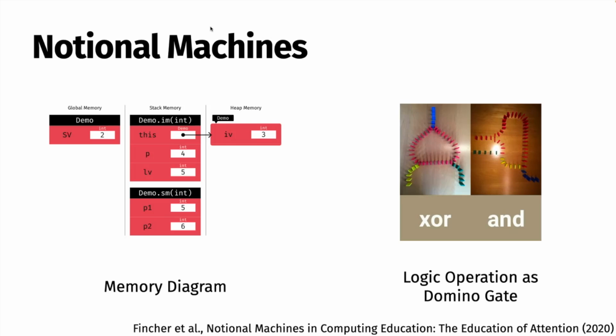Here, as an example, we have logic operations using domino gates, so something concrete. And here you have something more abstract, which is a memory diagram to show the memory during the execution of a program, to understand how references work and how the program is executed.